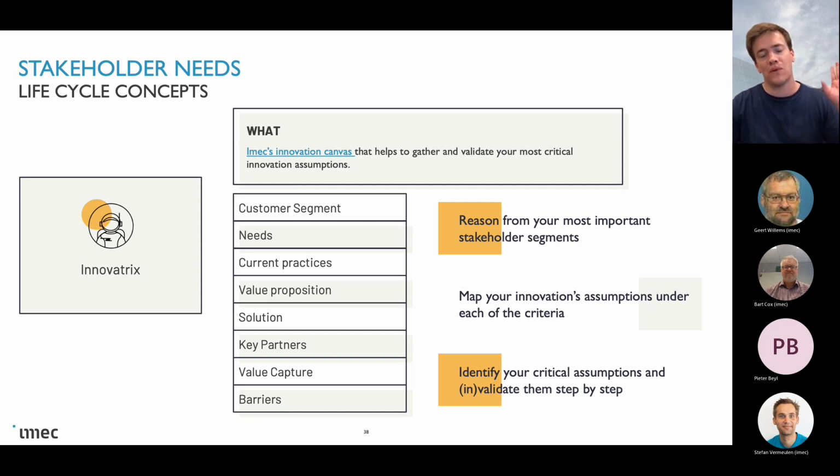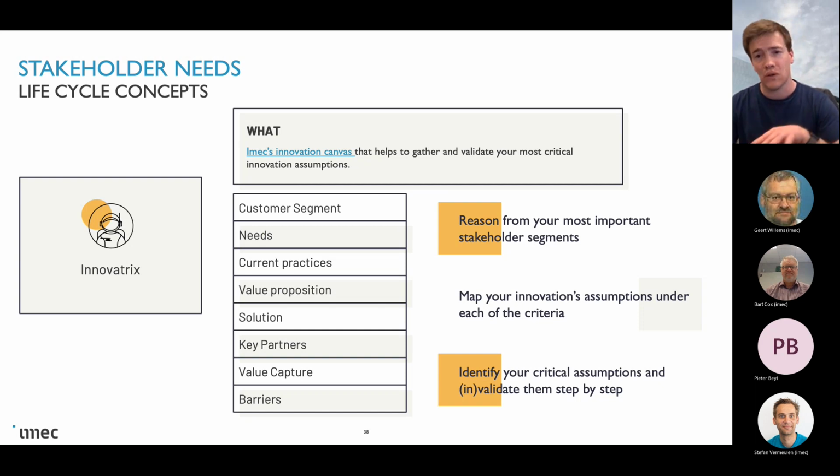And what we then do is we reason from the most important stakeholder segments. It seems like it's only customer focused, but in fact, if let's say government, which is not directly involved, or certain suppliers or partners are important, you can also reason from these stakeholder segments. We map assumptions under each of the criteria for each of the segments, and by doing so we can identify which assumptions are critical in order to succeed, and then define activities where we hopefully can validate or invalidate them step by step.